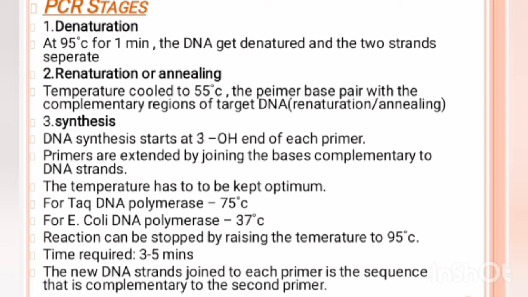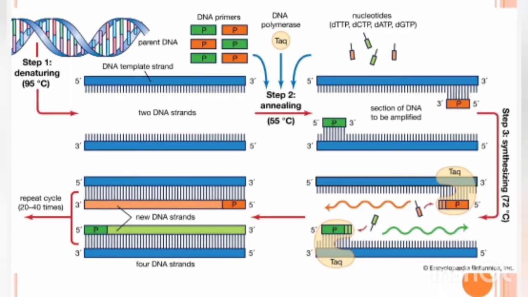PCR give good result if DNA is less than 300 base pair. If we need to amplify larger DNA, then small units are amplified separately and then joined together. This picture gives an idea about PCR process.